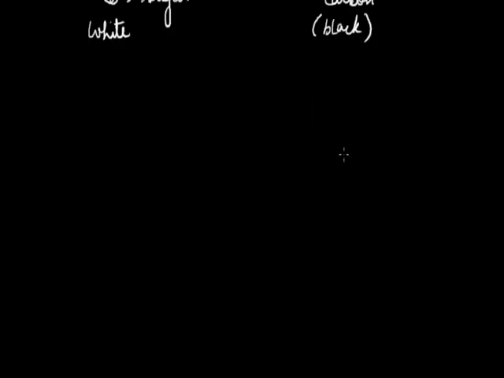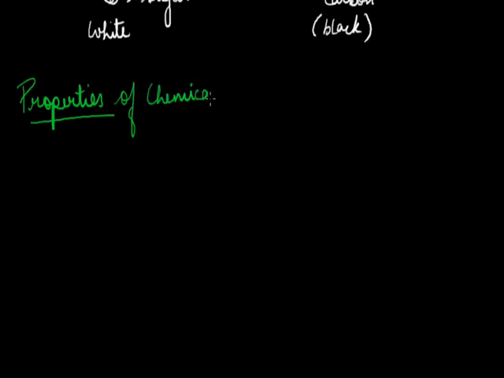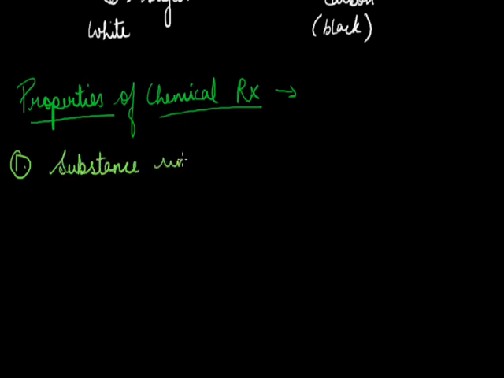Now what are the properties of a chemical reaction? How will we say that a chemical reaction is occurring? For that we'll see the properties of a chemical reaction. The first property is that the substance undergoing the change is known as the reactant.